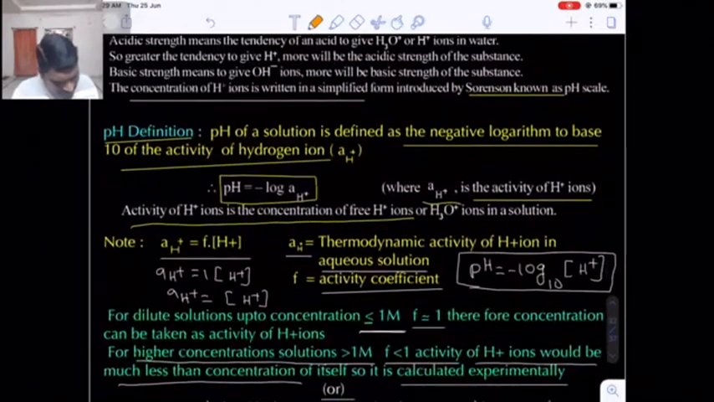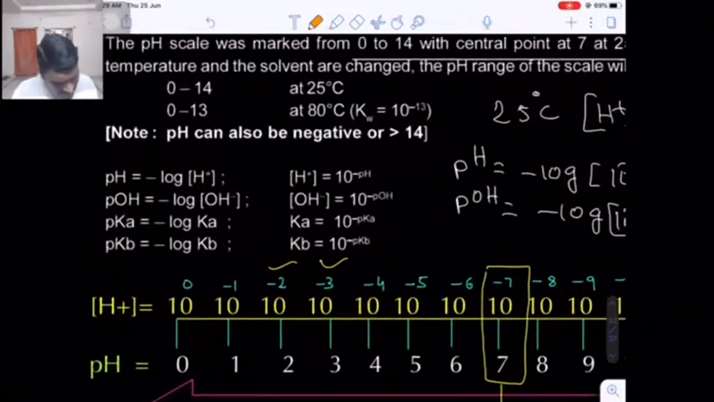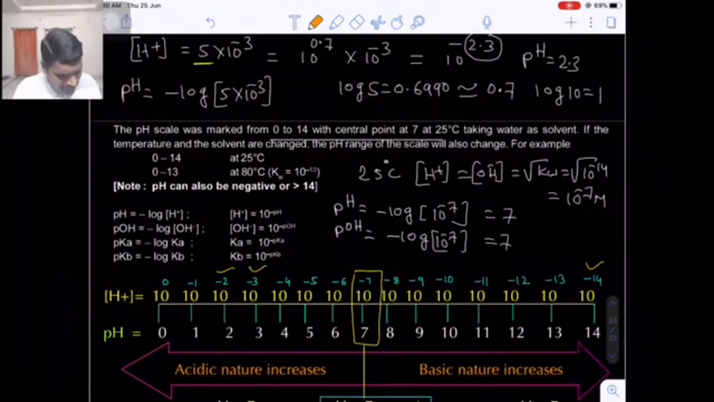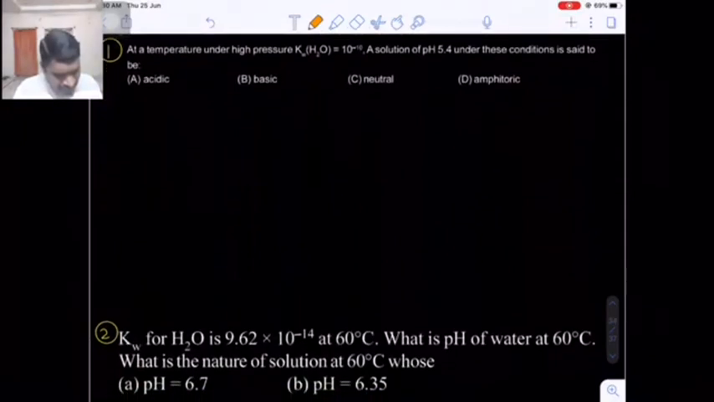Now this is the information given here. pH is equal to negative logarithm of H plus ions, and H plus ion concentration is equal to 10 to the power of minus pH, and pOH is equal to minus log of OH minus, and OH minus is equal to 10 to the power of minus pOH, and so on. Okay. Now after that, we have some problems here.